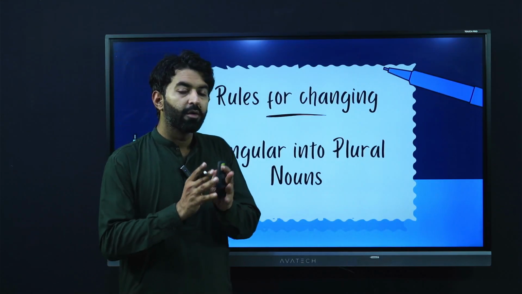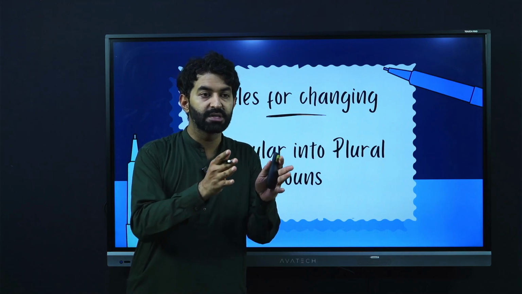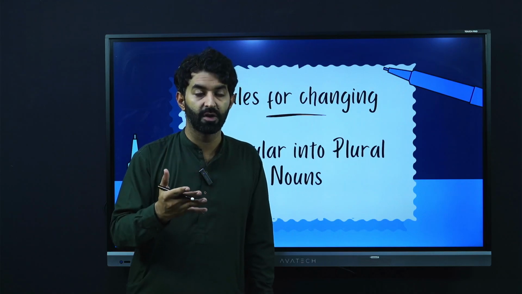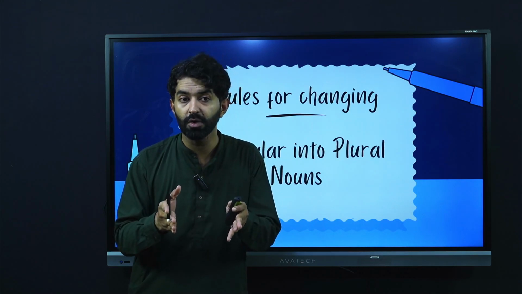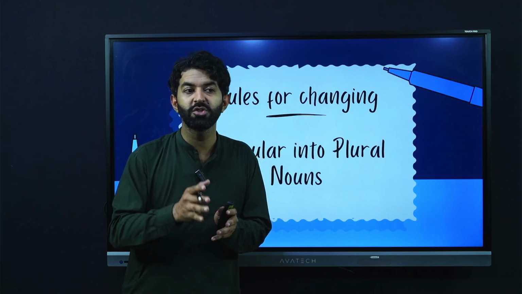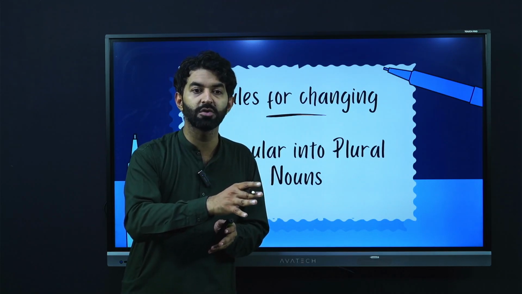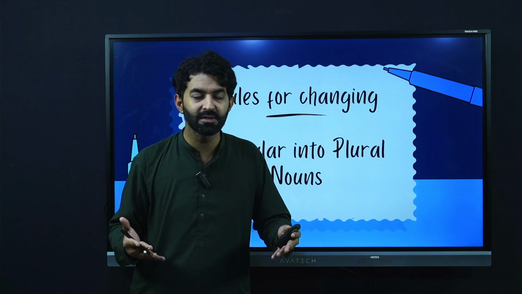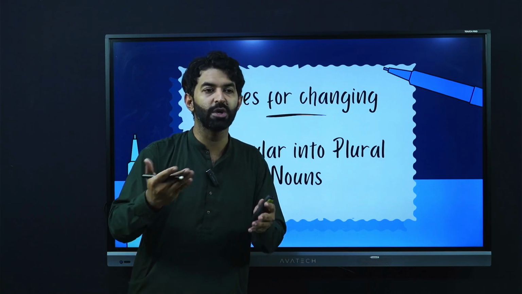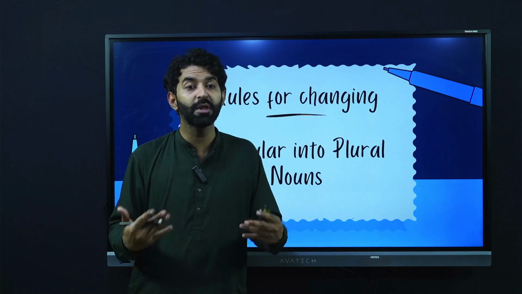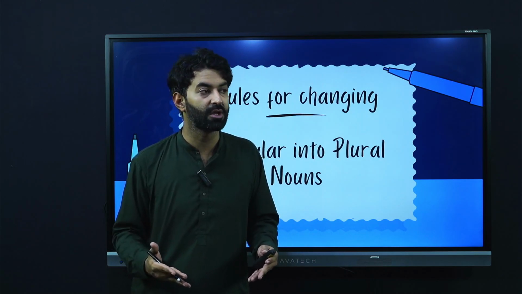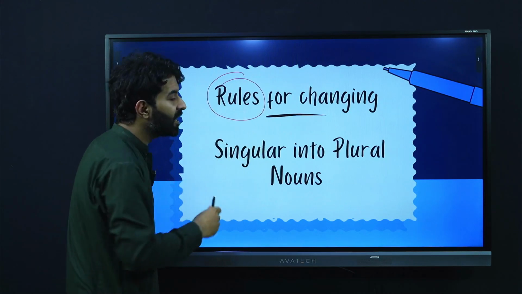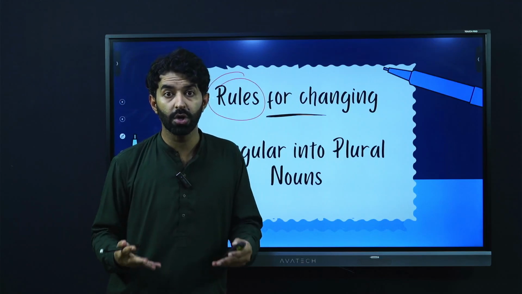Now, when we are changing from singular nouns into plural nouns, if we are addressing more than one thing and we need to use the plural noun, what would we do? We change our singular noun into a plural noun. Can we just change it by just putting the S or just changing A to E? No. There are so many other rules as well that you need to see. So let's see what are the rules that change our singular noun into plural nouns.